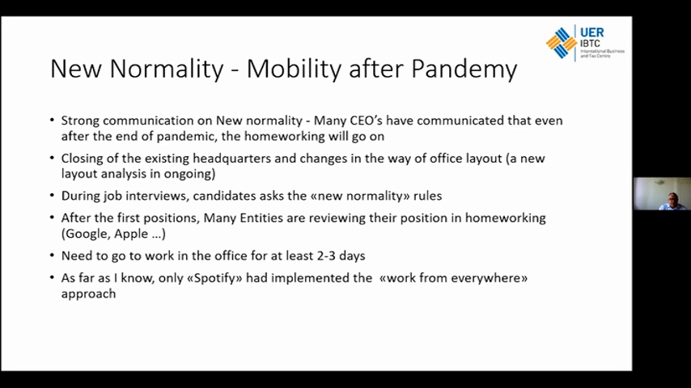Currently, many entities are reviewing their position. Google and Apple are now saying that people must go to work at least 3 days. And as far as we know, only Spotify has implemented work from everywhere. We know Spotify very well, because managers and other employees are normally telling us, look, Spotify has implemented work from everywhere, and all will go in this direction.